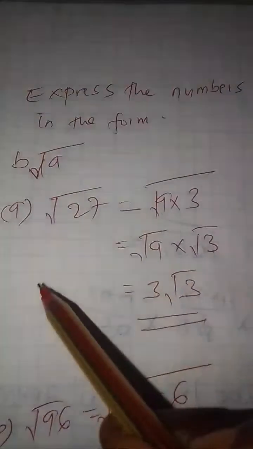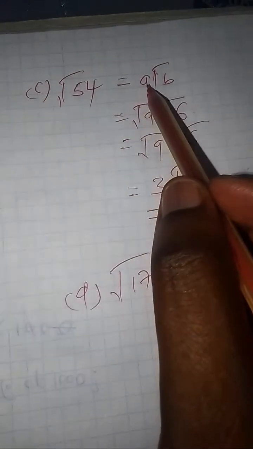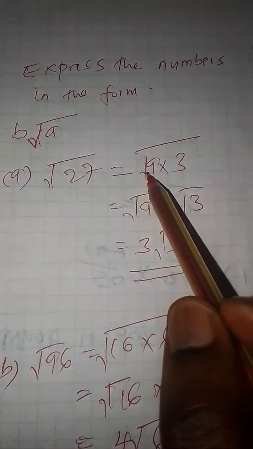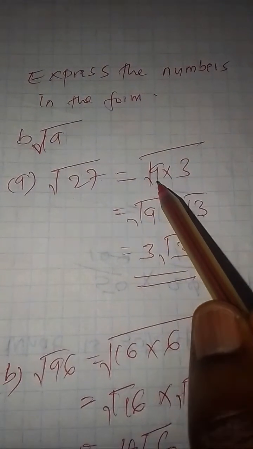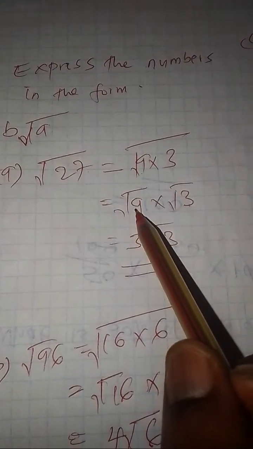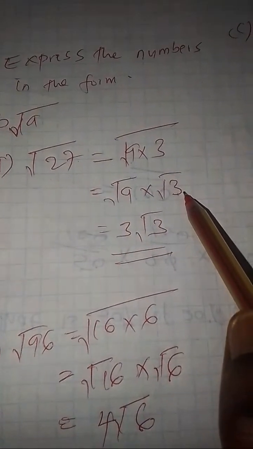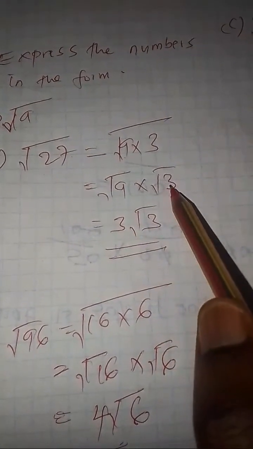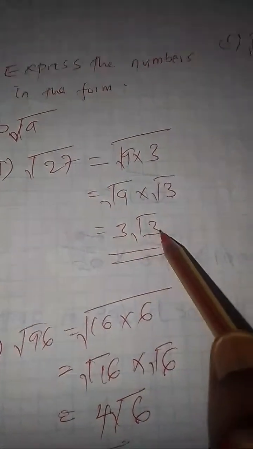And that is how we also worked out root 27 into the form A root B. Root 27, we take 9 by 3, because 9 times 3 is 27. We must have a bigger number that has a square root. So root 9 multiplied by root 3 independently. Root 9 is 3. Because 3 does not have a direct square root, it only remains 3 root 3.